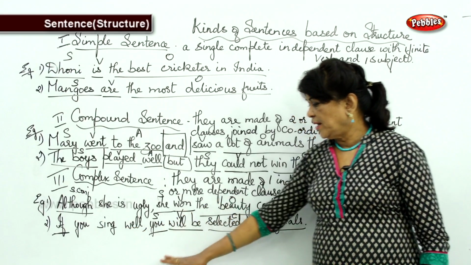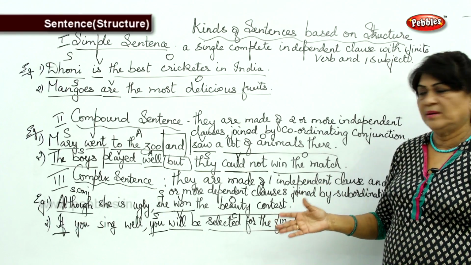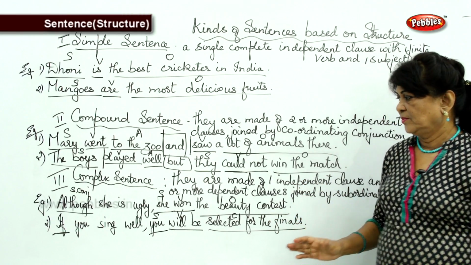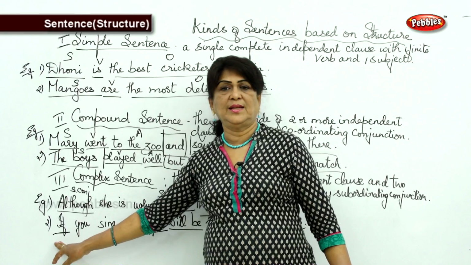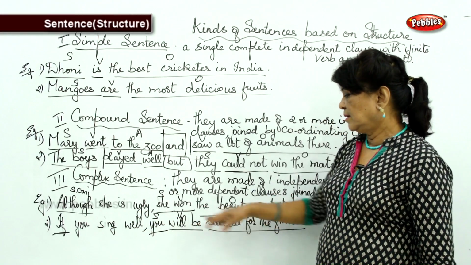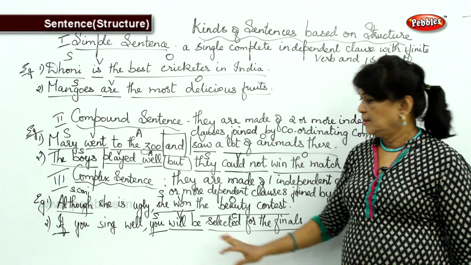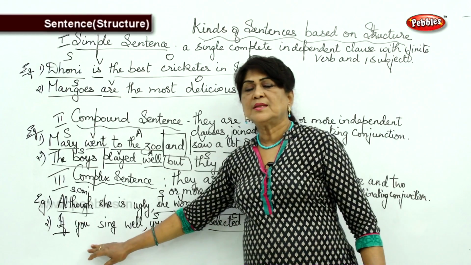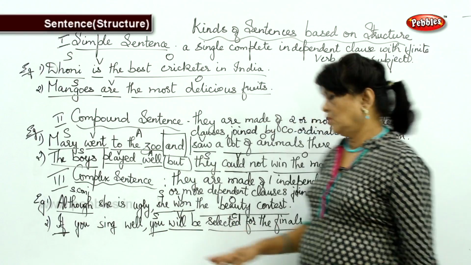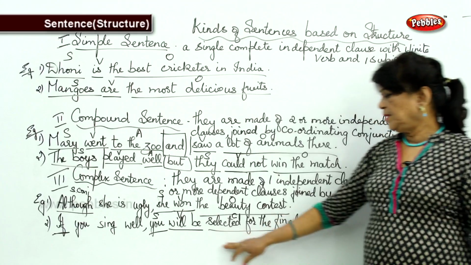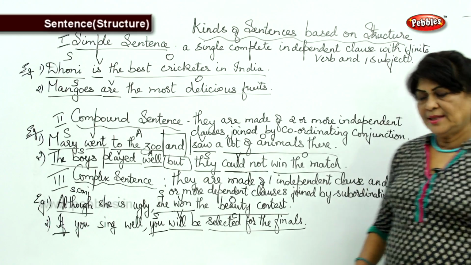If you sing well, you will be selected for the finals. If you sing well, now does it make complete sense? No, because the subordinate conjunction if is added here. It makes this a dependent clause. It has to depend on this. This is an independent clause or this is a dependent clause or a subordinate clause which has to depend on the main clause. And what is the main clause? You will be selected for the finals. That is an independent main clause. Okay. Is that clear now?